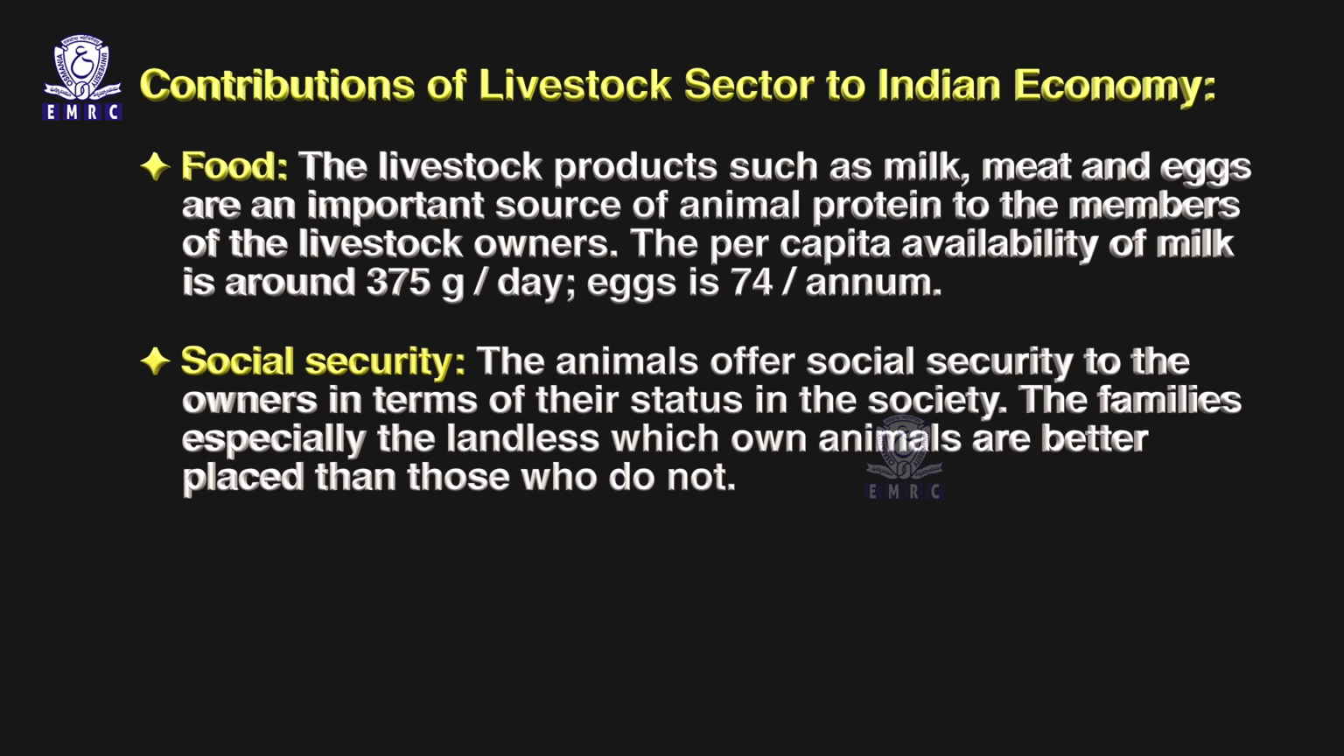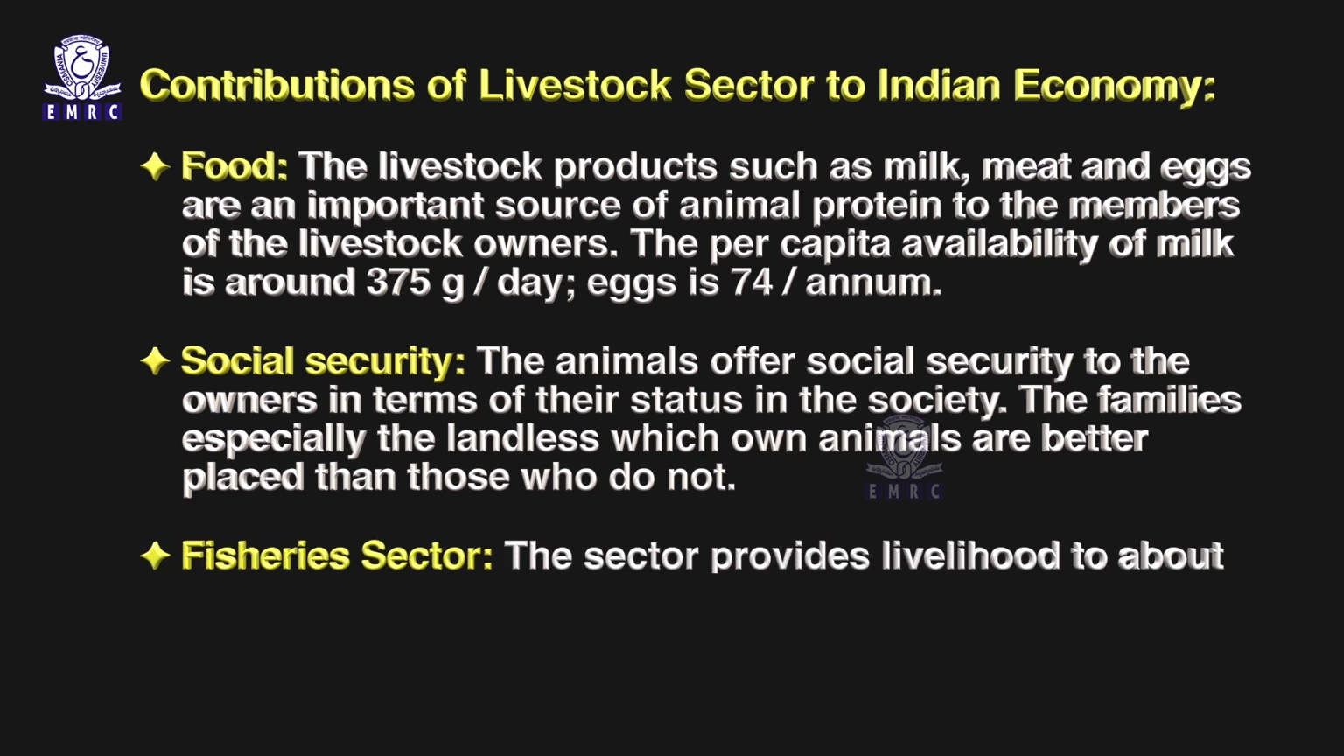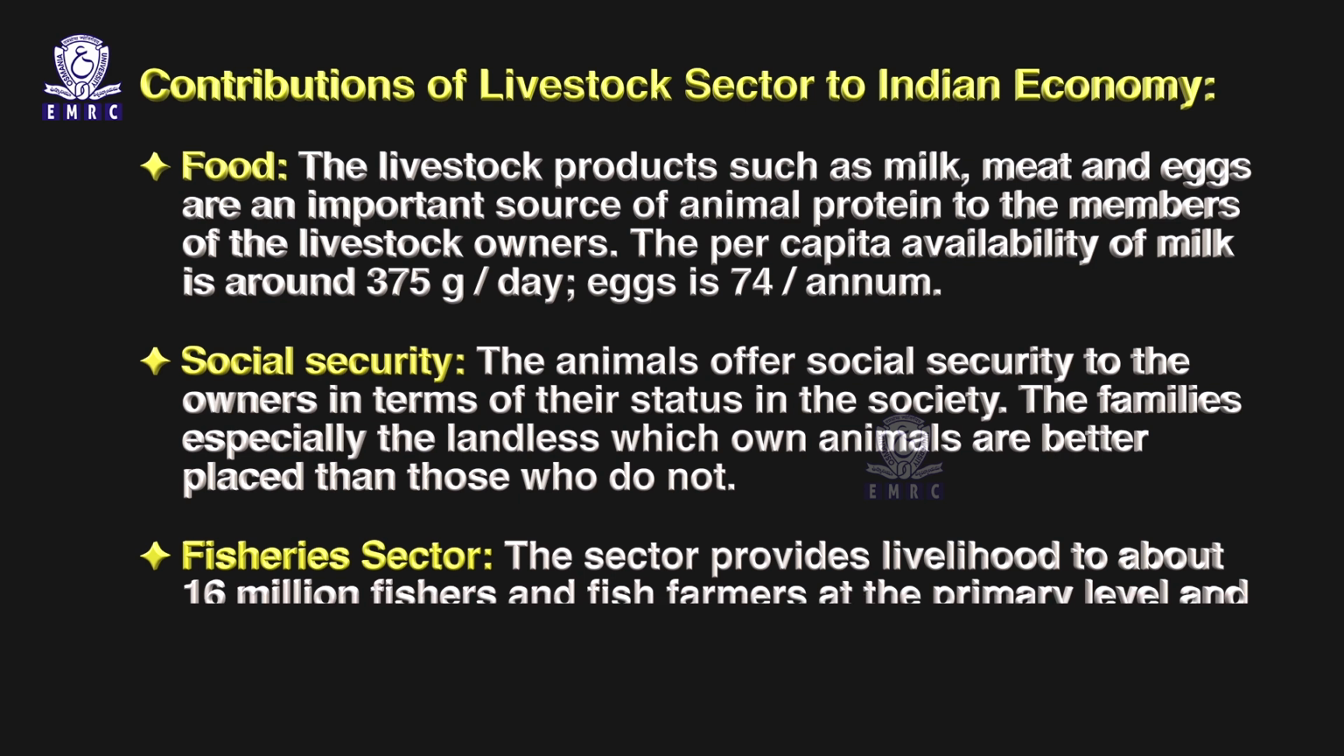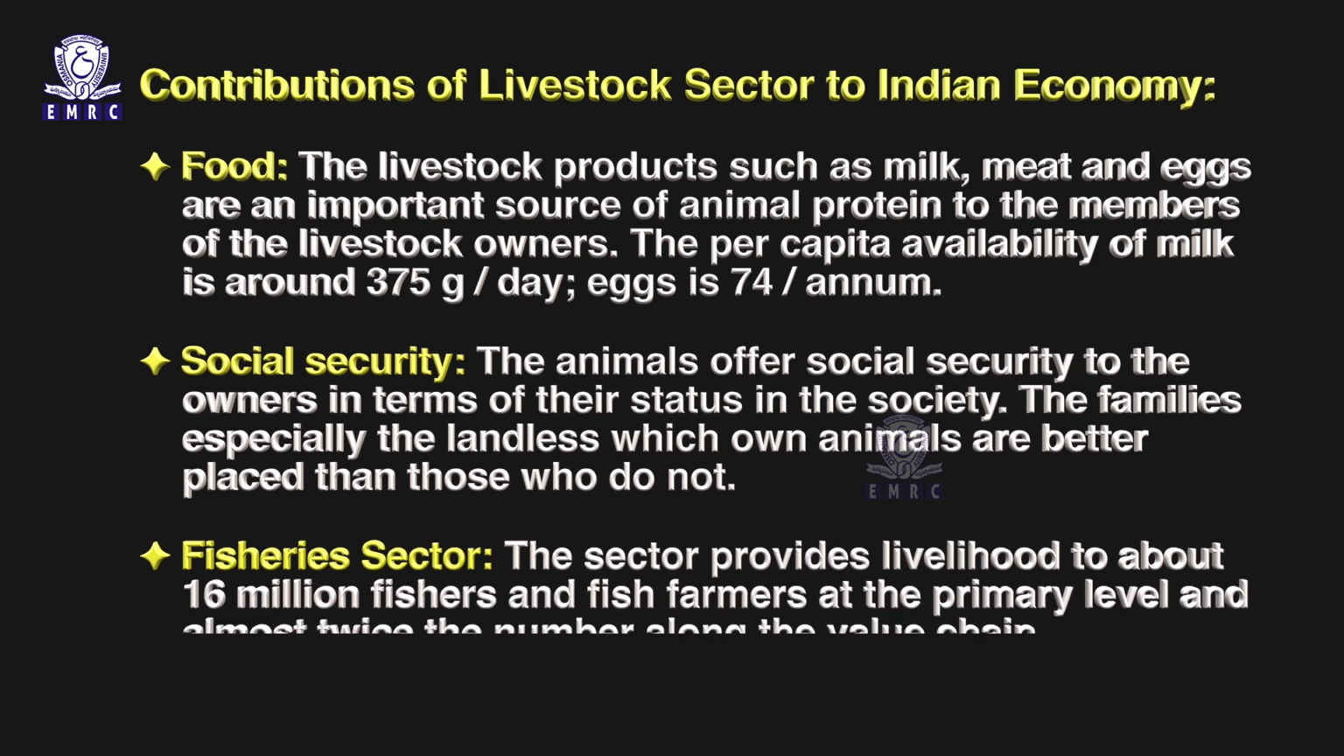The families, especially the landless, which own animals, are better placed than those who do not. Fisheries sector. The sector provides livelihood to about 16 million fishers and fish farmers at the primary level and almost twice that number along the value chain.